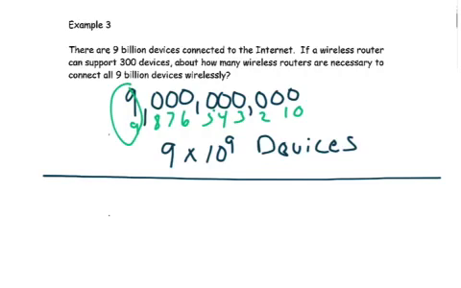Now, what about routers? Well, if a wireless router can support 300 devices, I want to know how I can rewrite this in single digit form. So 0, 1, 2. So that is going to be 3 times 10 to the 2nd power. So if I have this many devices, and each router can hold 300 devices, how many routers do I need?